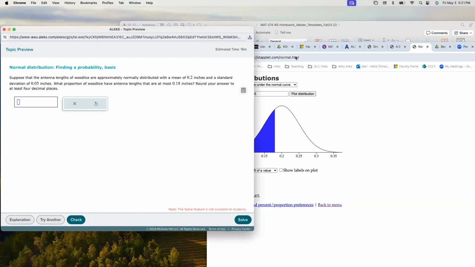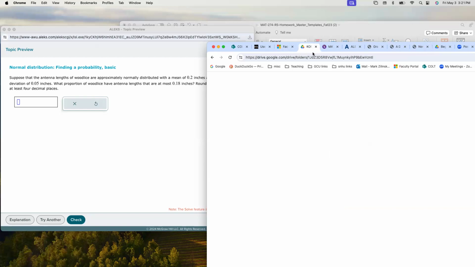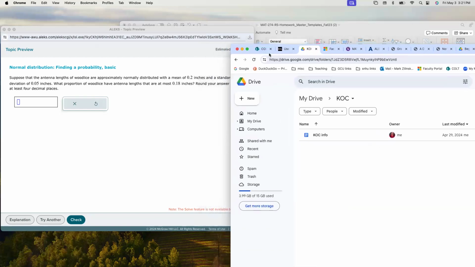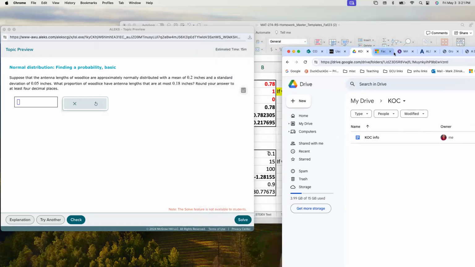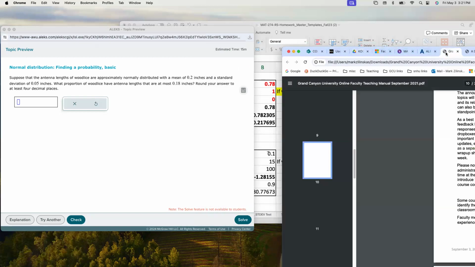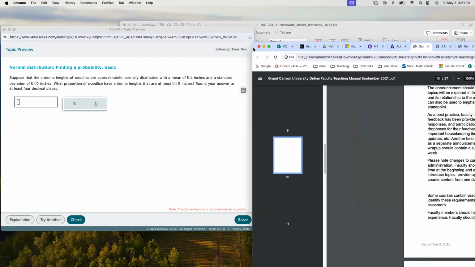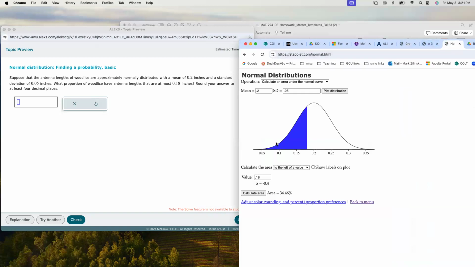Let's go ahead and slide this just a little bit more over. I'll tell you what, I'm just all over the map here. Sorry about that. I should probably close some of those windows.